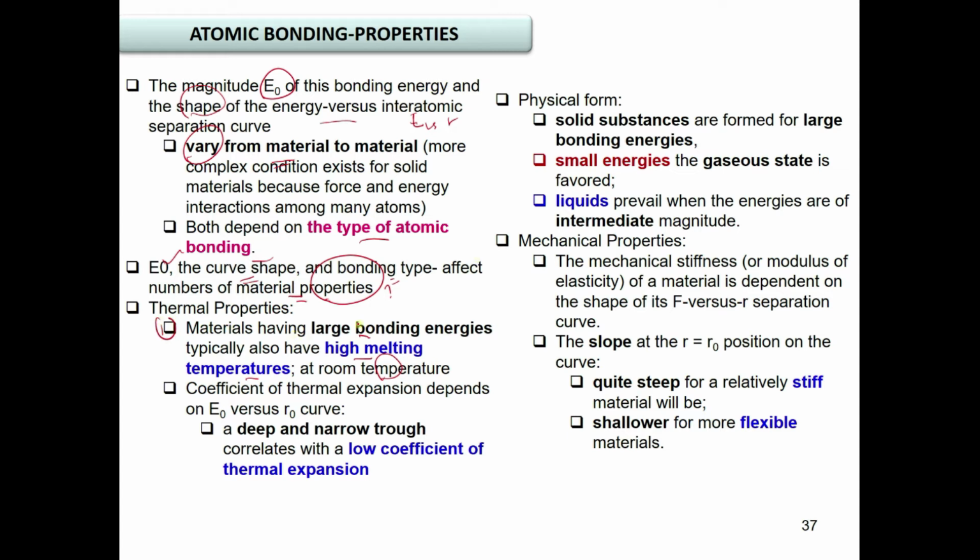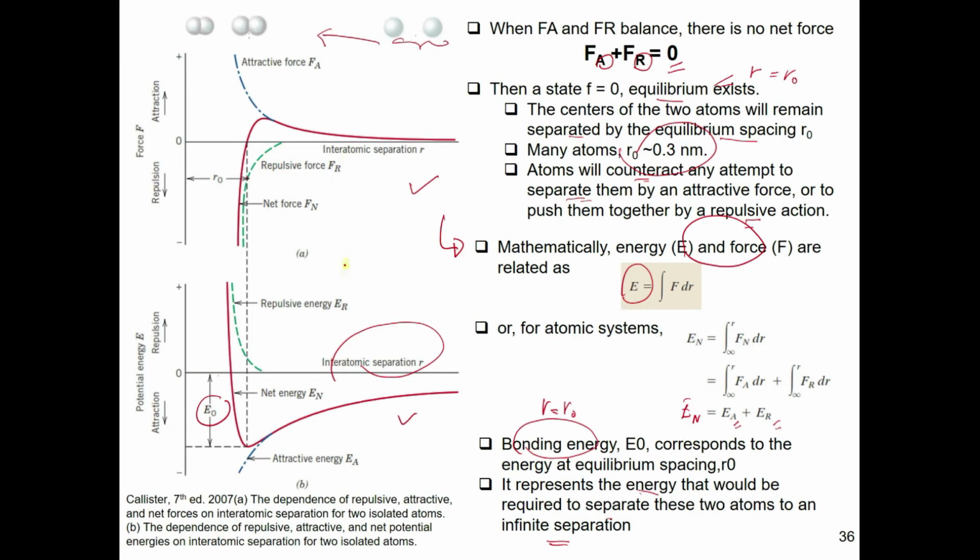First is in terms of the melting temperature. The second is in terms of the coefficient of thermal expansion, how easily the material expands with heat. It depends on the E naught versus R naught curve. So you see here, it is mentioned that a deep and narrow trough correlates with a low coefficient of thermal expansion. You can observe here, E naught versus R naught.